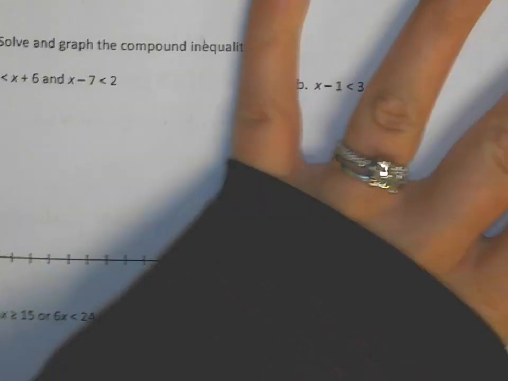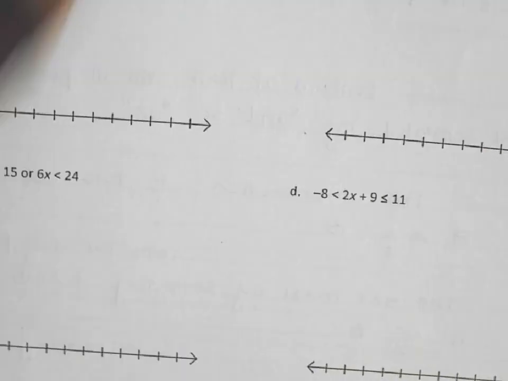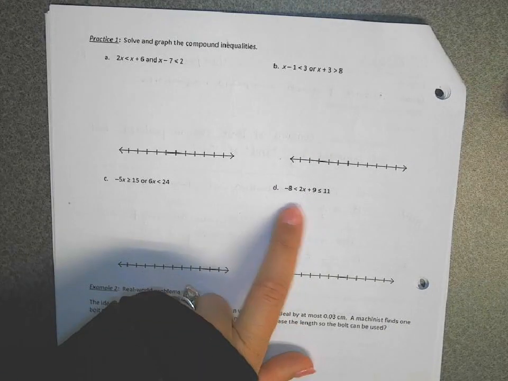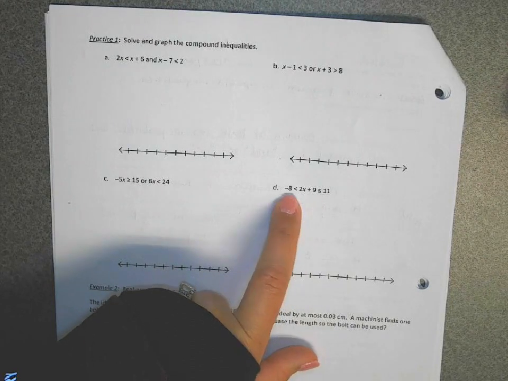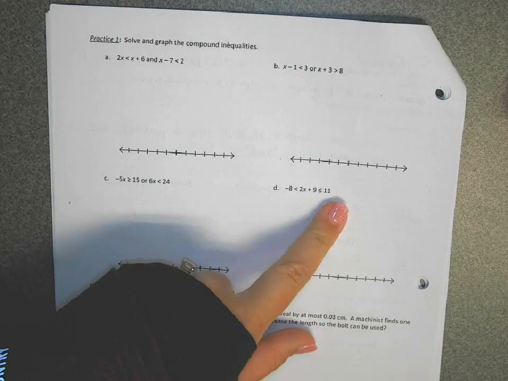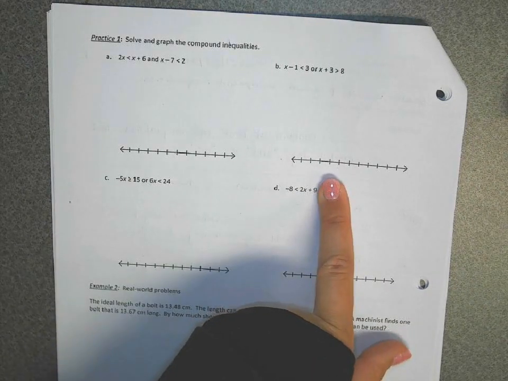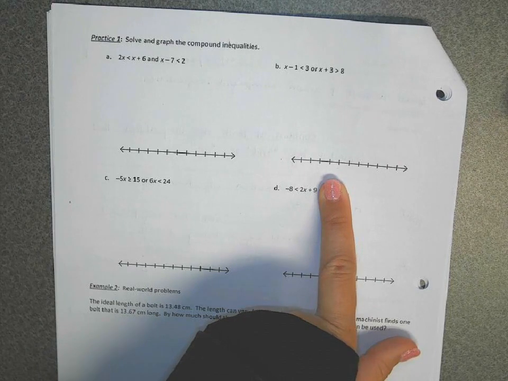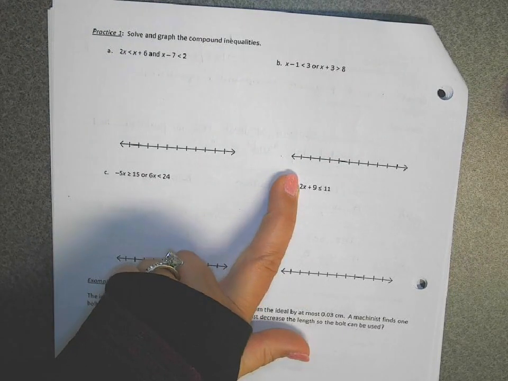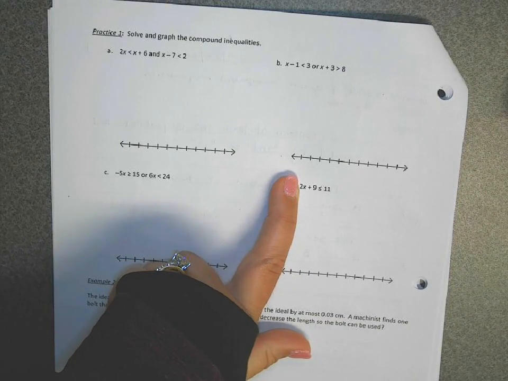And there are 4 practice problems, so I'm going to give you some time to go ahead and work on these 4 problems. Okay. This one, let me just give you a hint. You can write this as 2 separate inequalities. This is actually an "and" inequality. Okay, so if you look at this, here's one of them: -8 is less than 2x plus 9. The other one is 2x plus 9 is less than or equal to 11. That's your other inequality. So you have 2 inequalities there with an "and" between them.